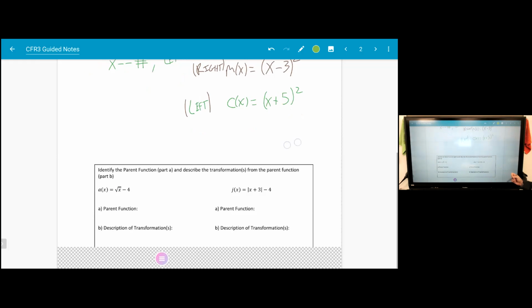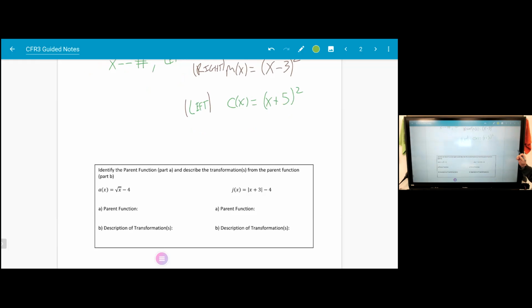This question says, identify the parent function and describe, it's the wrong one. I copied the wrong one in here. Don't worry about this for now. We're gonna skip this one. We're just gonna go to the second one here. It says, identify the parent function for part A and describe the transformation or transformations from the parent function in part B. We're just looking at number 2 here.